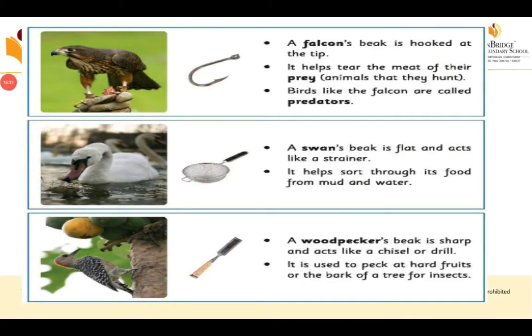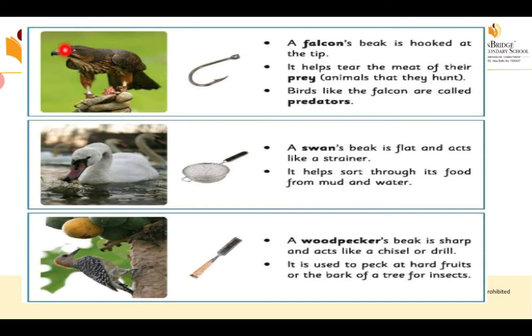So here are some birds which have different beaks. We are going to see the beaks of the birds. See the first one. A falcon's beak is hooked at the tip. See here, like a hook. It helps to tear the meat of their prey. Prey means the animal which is hunted for food. So it helps to tear the meat.